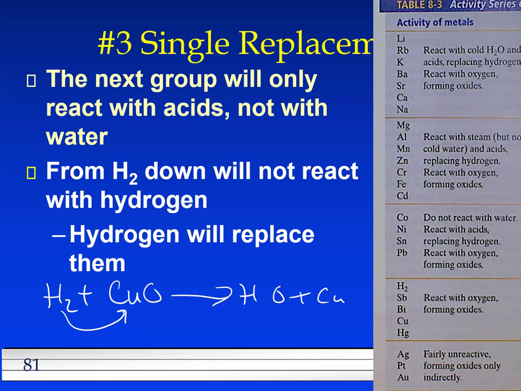Can Cu be by itself? Yes. H is 1 plus, O is 2 minus, so that's H2O. And then we have to balance it. So hydrogen can replace it, but it can't replace hydrogen, so this won't go backwards. Cu will not react with oxygen to form copper oxide and water.